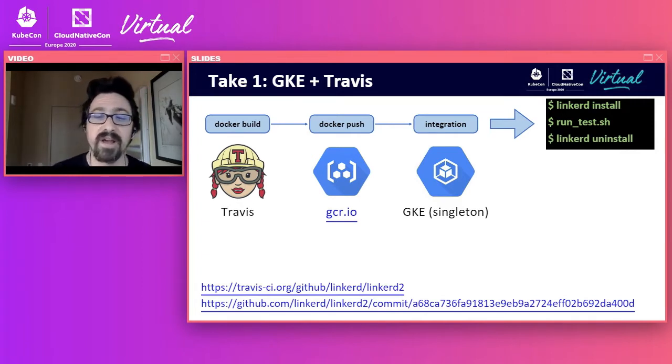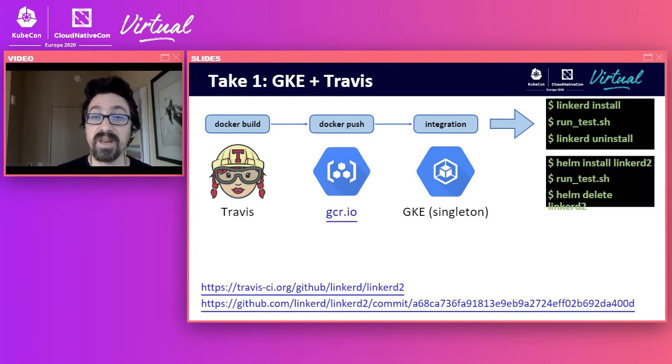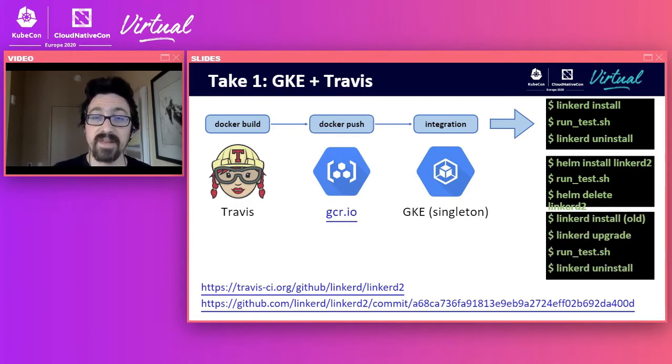Pretty quickly, we realized we needed additional tests, and we started running Helm tests as well. So we install it with Helm, run our integration tests, uninstall it with Helm. And then we found we also needed to test our upgrade path. So we install an old version of Linkerd, then we upgrade it, then we run our integration tests, then we uninstall. You can see how quickly this is starting to back up.